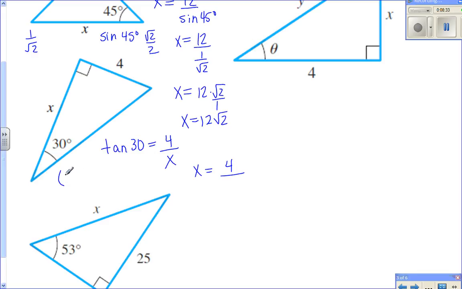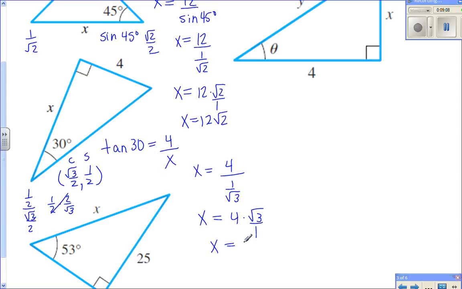But we know how to figure out our tangent of 30. We know at 30 degrees we have the ordered pair, the square root of 3 over 2, 1/2. This is cosine, this is sine. So tangent is sine over cosine, so we're going to have 1/2 divided by the square root of 3 over 2. Can't divide fractions, so instead we're going to multiply by the reciprocal. So those will cancel out, and we're left with 1 over the square root of 3. Again, can't divide fractions, so instead we're going to multiply by the reciprocal. So we're going to have 4 times the square root of 3 over 1, which is just 4 times the square root of 3.